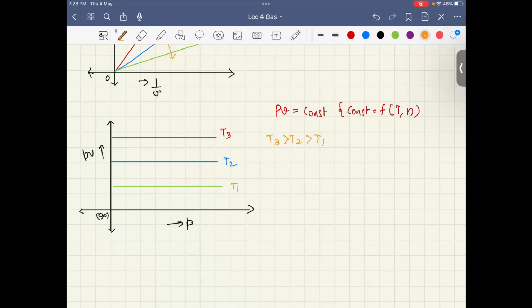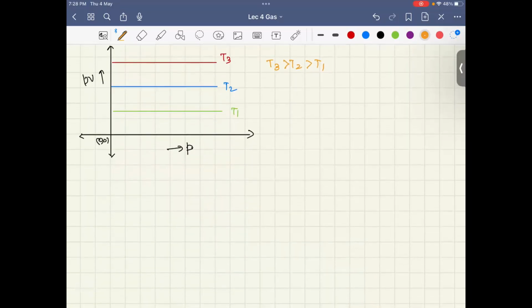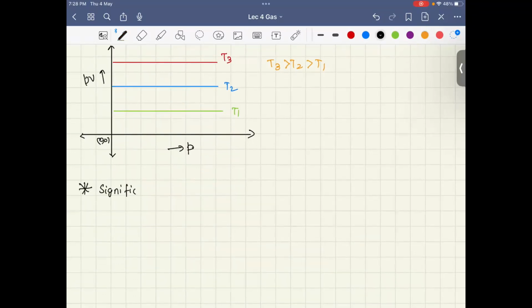So it may be noted that Boyle's law is obeyed only by a hypothetical gas, which is called an ideal gas, right? At high pressure and low temperature, gases behave according to Boyle's law, right? So now let us understand the significance of Boyle's law.